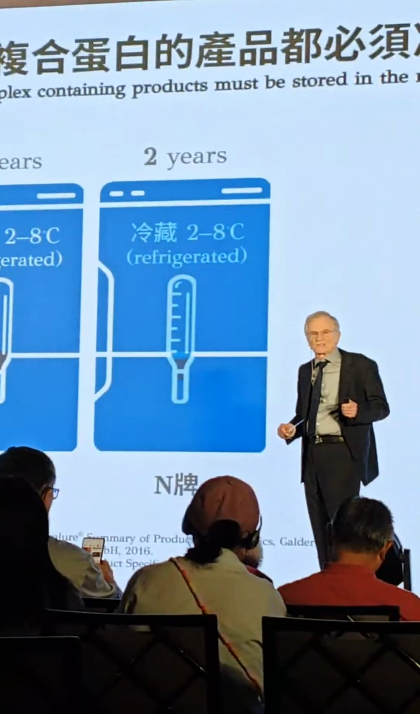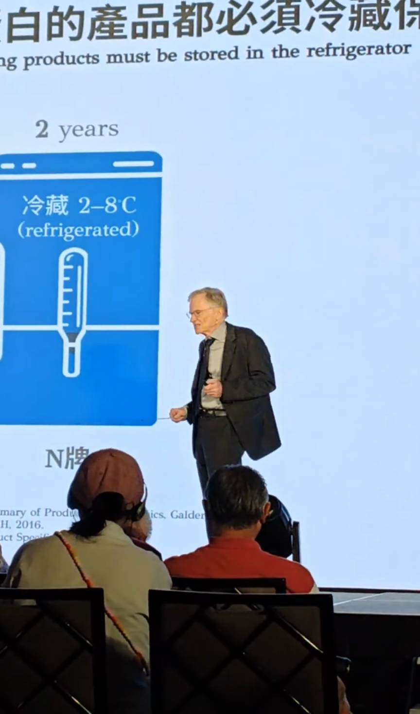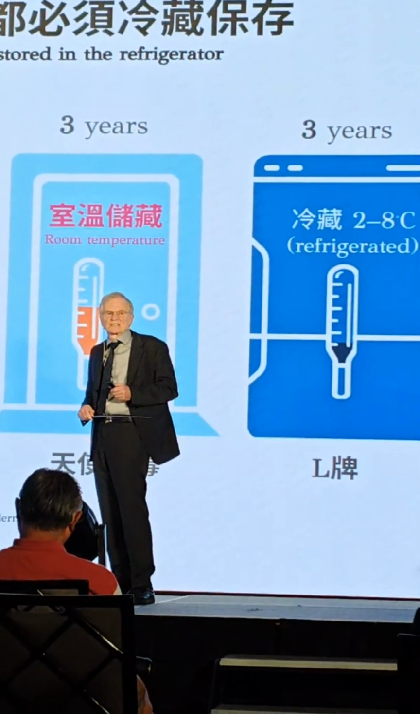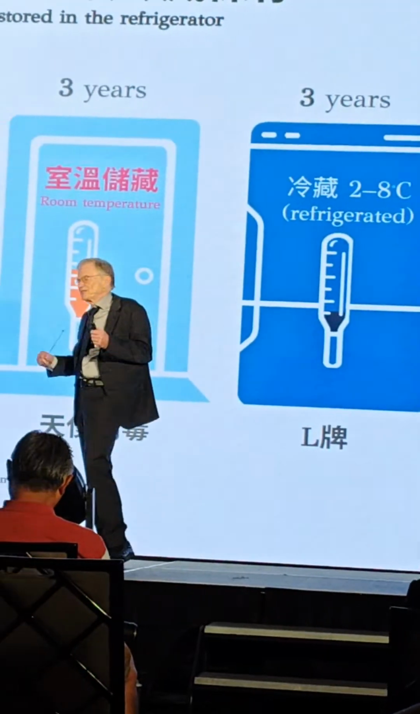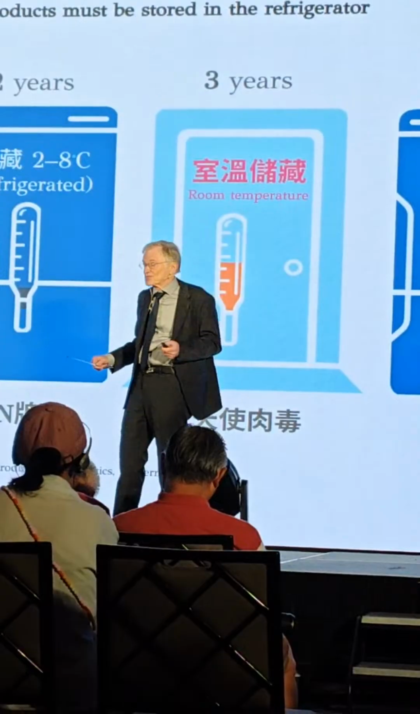All the other products on the market must be stored in the refrigerator at 2 to 8 degrees, whereas Xeomin can be stored at room temperature. So really an advantage, and you see complexing proteins are not necessary for the stability.